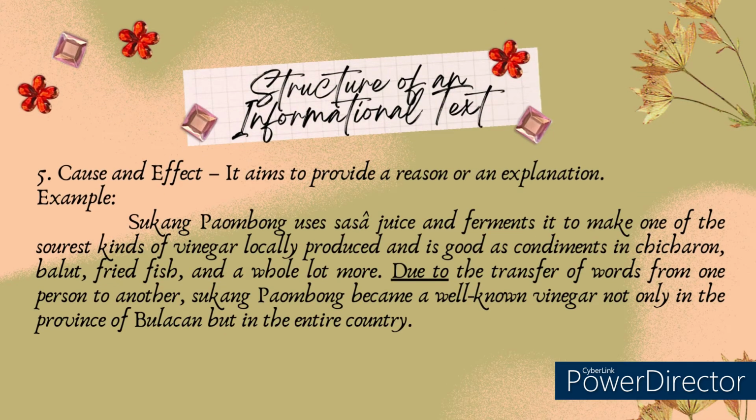Number 5, cause and effect. It aims to provide a reason or an explanation, and it uses signal words like so, because, since, therefore, if, this led to, reason why, as a result, consequently, may be, due to, effect of, for this reason. Look at the example. The underlined words are signal words.